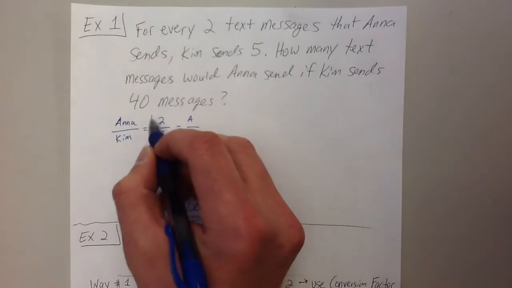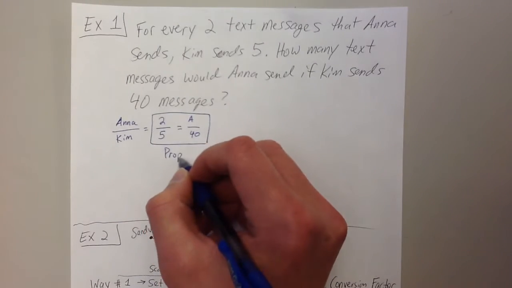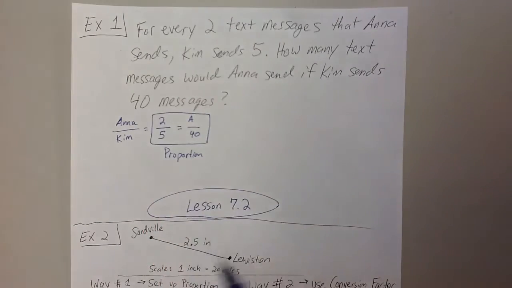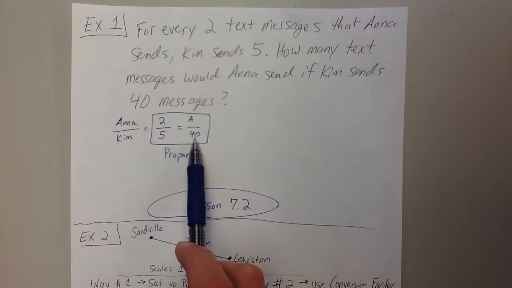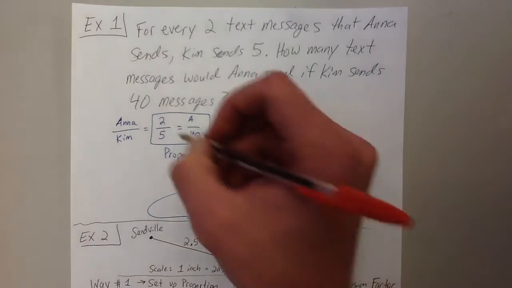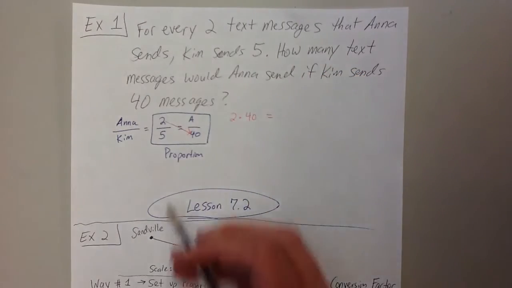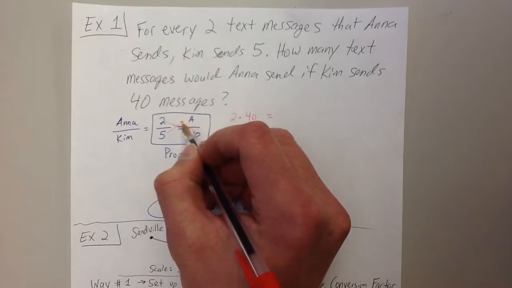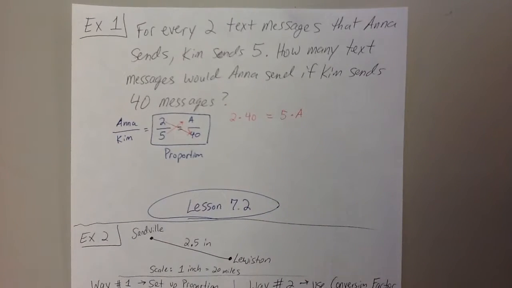Okay, so I'm focused on this right here. This is my proportion, my 2 equivalent ratios. Anna is on top, Kim is on bottom. Anna sends 2 for every 5 for Kim, and so if Kim sends 40, how many does Anna send? So I set up my proportion, then I can cross multiply 2 times 40, and set that equal to 5 times A, which is A for Anna.